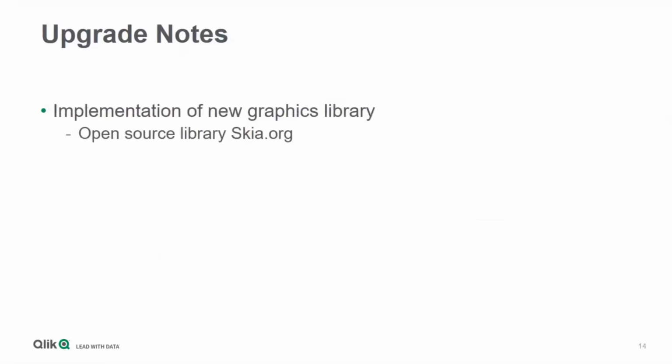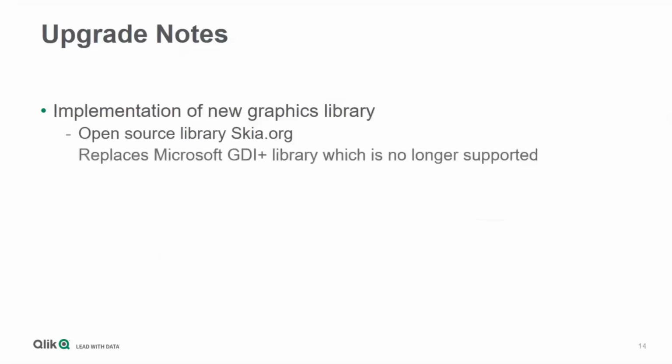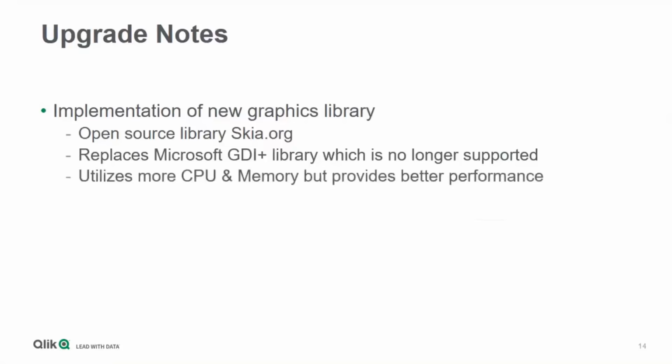Okay, the next thing, and this one's fairly significant. We've implemented a new graphics library from Skia.org. One of the main reasons is it's dual platform, so it's both Unix and Windows based. So it gives us some options moving forward. This replaces the old Microsoft GDI Plus library, which Microsoft stopped supporting a while ago. So we basically needed to get off of this library because there is no support for it any longer.